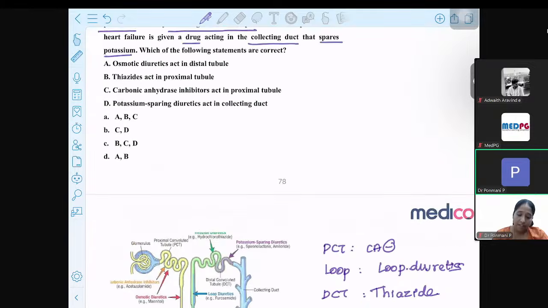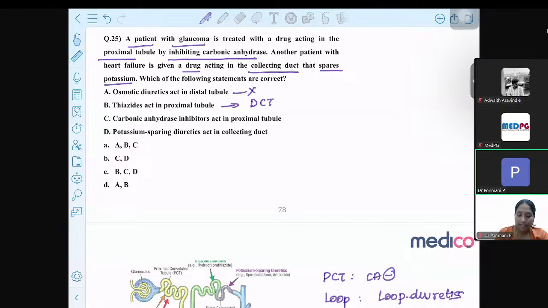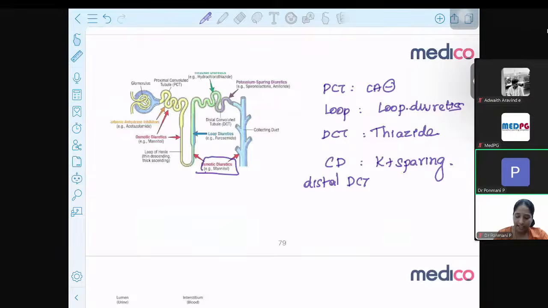So we will see which of the following statements are right. Osmotic diuretics act in the distal tubule? No. Where does it act? It acts mainly in the proximal convoluted tubule and in the starting part of the loop of Henle. So this is wrong. Thiazides act in the proximal tubule? No. Thiazides act in the DCT. And where do carbonic anhydrase inhibitors act? The carbonic anhydrase inhibitors act in the proximal tubule, which is right. And potassium-sparing diuretics act in the collecting duct, it is right. So the correct option is option B, which is C and D.